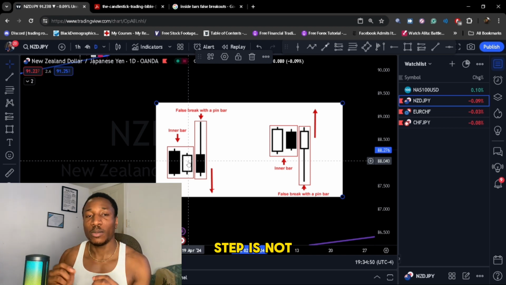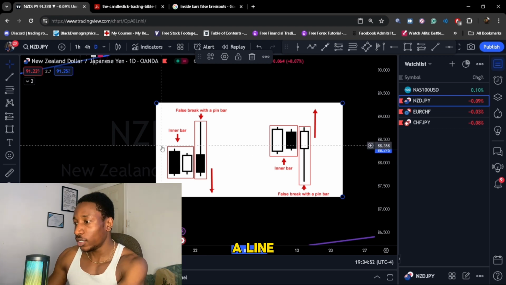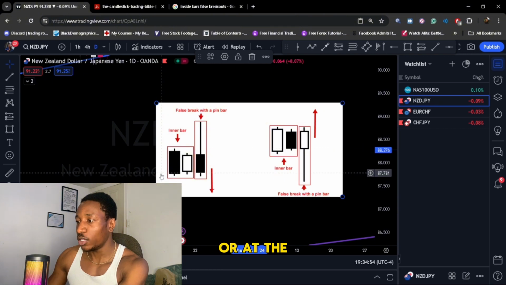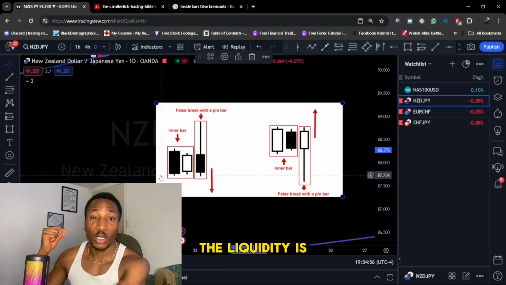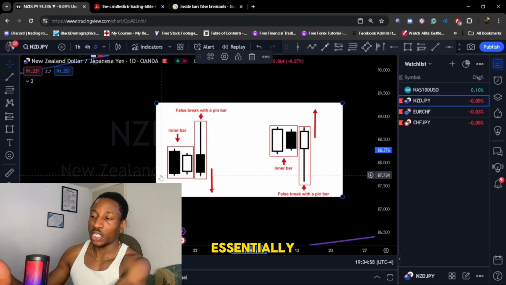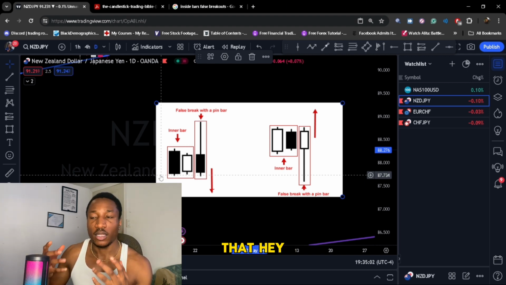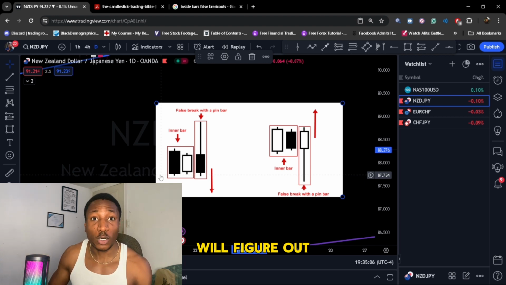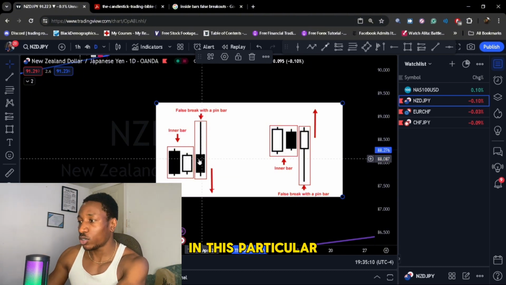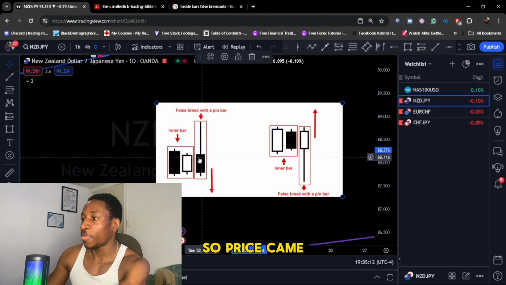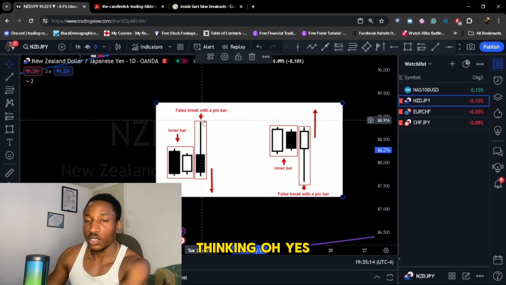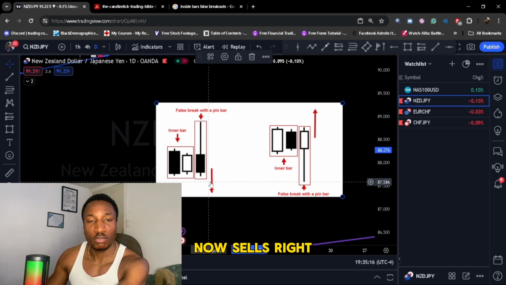Now the next step is to literally draw a line at the top or at the bottom, right? That is where the liquidity is, right? So essentially the inside bar basically tells you that, hey, there is indecision in the market and likely price will fake you out somehow, some way before going the right way, which it did in this particular case, as you can see. So price came, faked everyone out thinking, oh yeah, it's buying, and then price now sells, right?